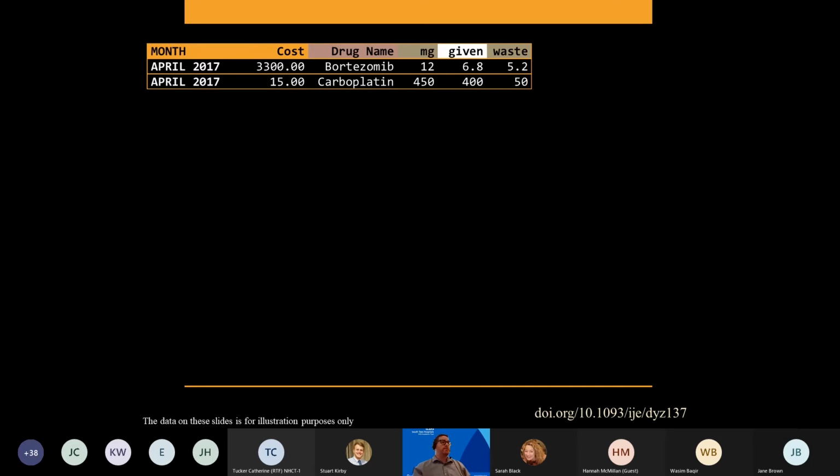But if you look at it as a percentage, it's higher. And if you look at it as a cost, which was the discussion that we started out with, then actually you're wasting a lot more on the bortezomib, and that's where you should focus your effort.